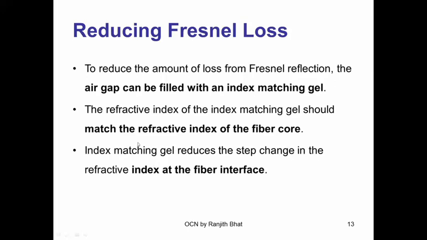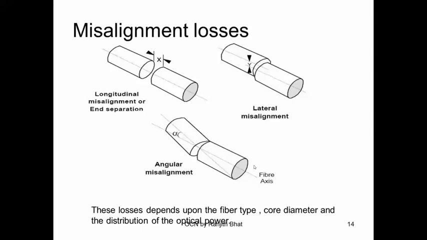Okay, how can we reduce the Fresnel loss? You can have a gel in between the two fibers, in the air gap. The gel has to have a refractive index matching the refractive index of the fiber core. The index matching gel reduces the step change, which simply says that there is no sudden change in the refractive index, so the gel acts as a cushion and there is no abrupt change in the loss.